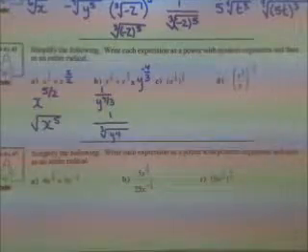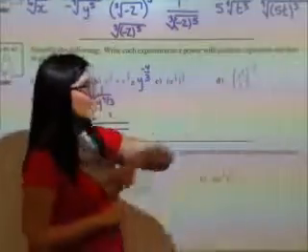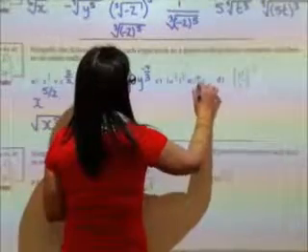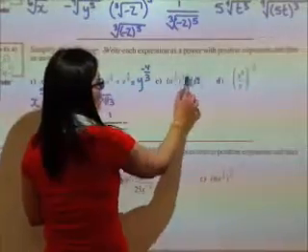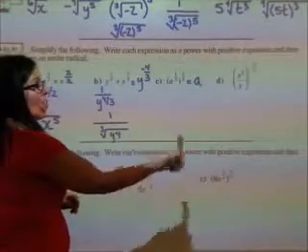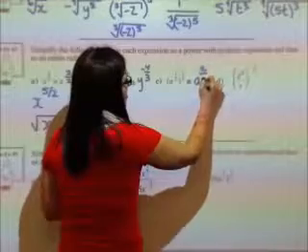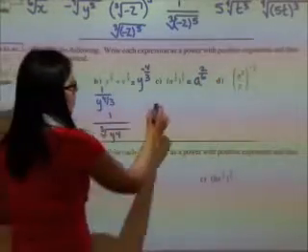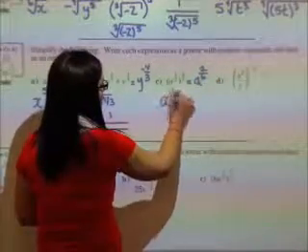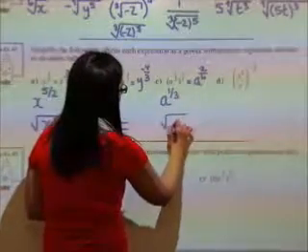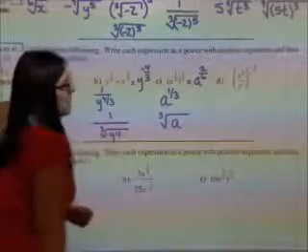With c, I'm raising a power by a power, which says I multiply the exponents. So when I go to multiply these exponents, I multiply straight across. 1 times 2 is 2. 2 times 3 is 6. So I get 2 over 6, which I can simplify to be 1/3. As a radical, it's the cubed root of a.